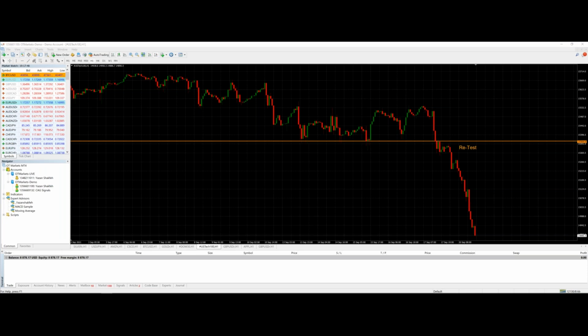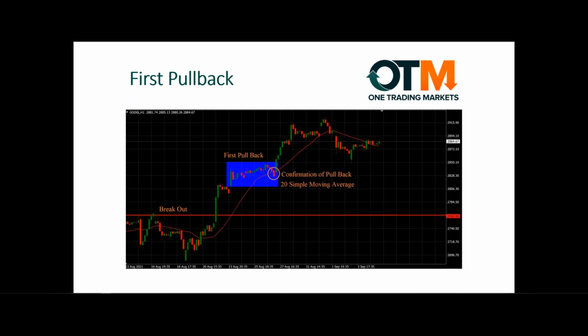Okay, the fourth application is called the first pullback. So sometimes we're having a breakout, we're missing it, and we don't see any retest. So in this case, we use the moving average, which is the only indicator we use. We keep it as a support for ourselves.